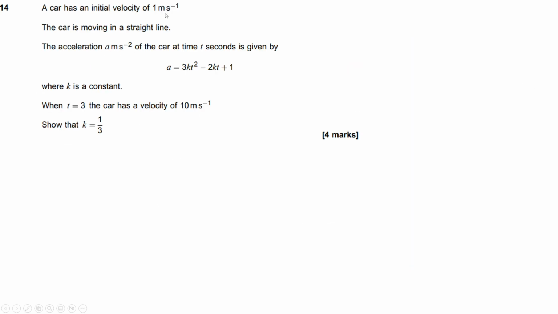A car has an initial velocity of 1 meter per second and is moving in a straight line. The acceleration a meters per second squared of the car at time t is given by this.